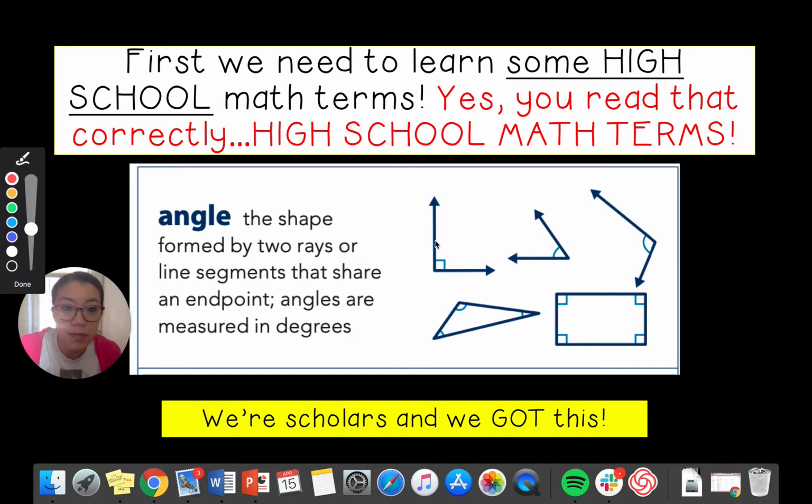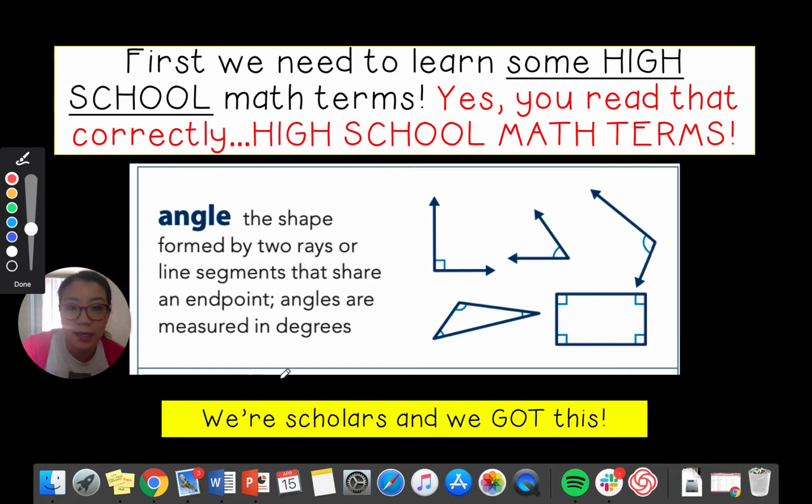So if you see this little corner right here, which is where the vertex is, that corner is formed by these 2 lines right here to create this, and we call that an angle. So look at the rectangle. Here's a side and here's a side. It creates this corner, which we call an angle, okay?